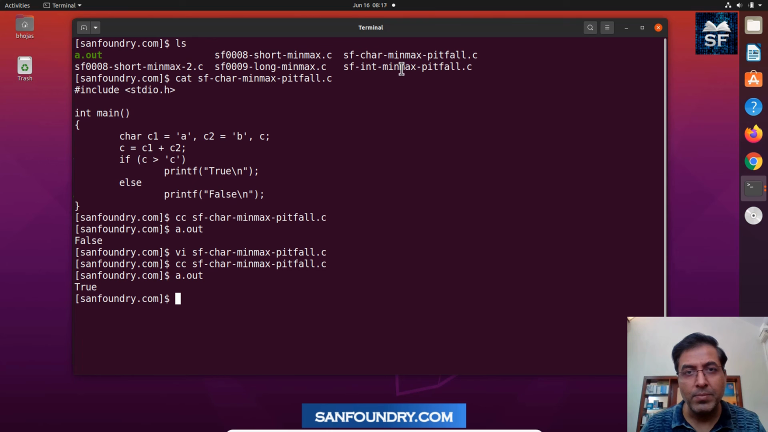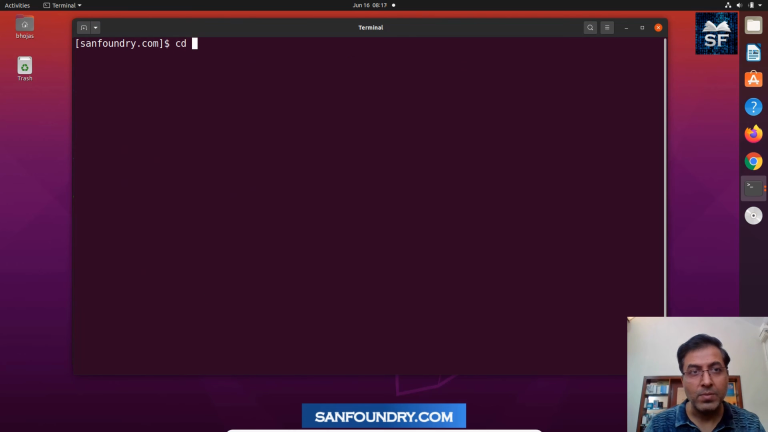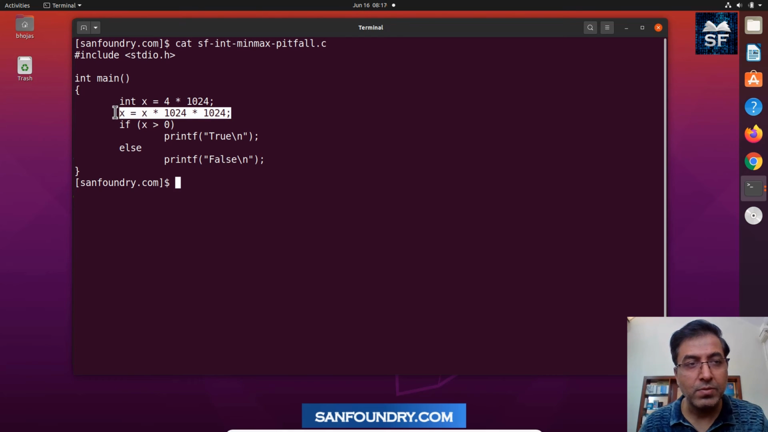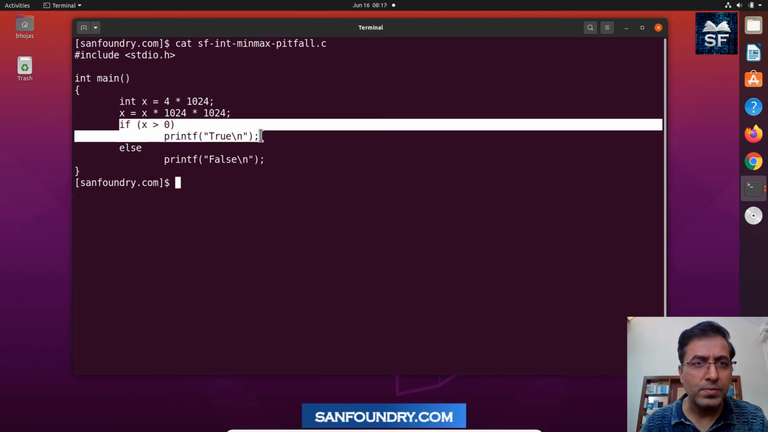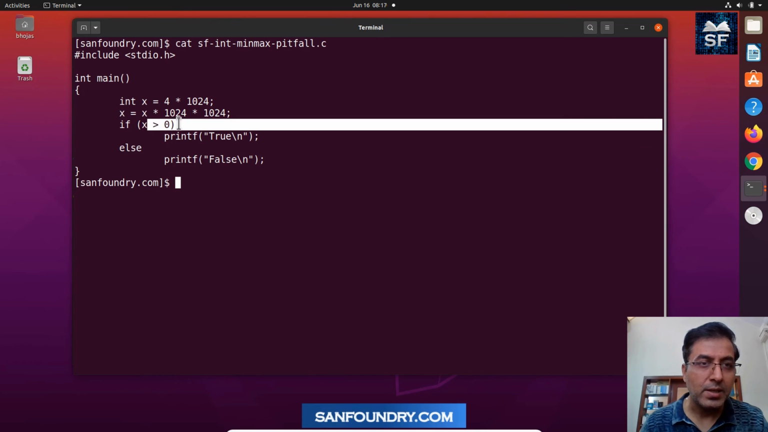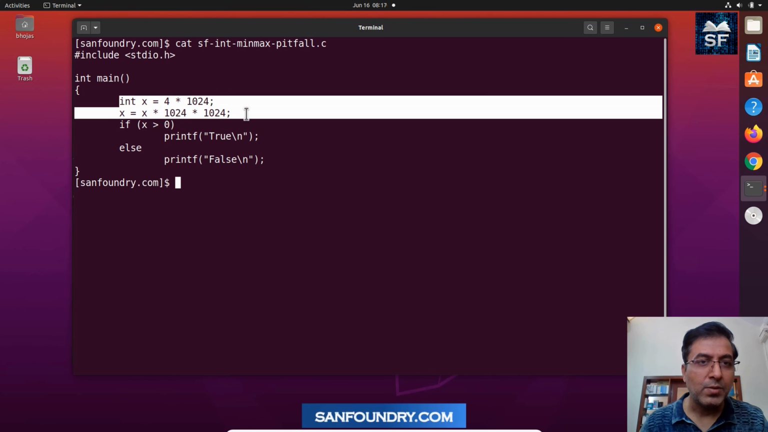Let's take another example about that integer value, right? So what was that integer value code? The integer value code was about some amount of multiplication on the integer. So we have 4 kilobyte, and then we have another multiplication, 4 gigabyte, and then a multiplication of kilobyte and megabyte. So essentially this calculation is 4 gigabyte. Is 4 gigabyte greater than 0? Yes, the answer is true most of the time in our common understanding, but we have a problem here.